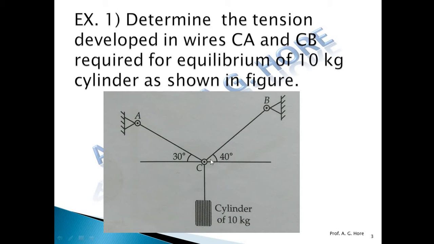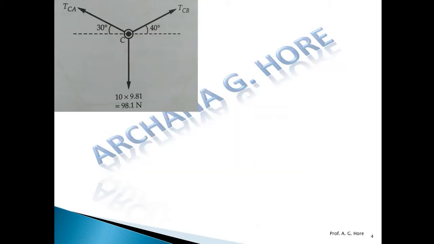Okay, now first of all draw the FBD at the joint C. Here these are the cables or wires, so tension is developed. If we consider the joint C and draw the FBD of joint C, then tension is away from the joint C for CB, and for CA it is also away from the joint C. This is the FBD. Okay, so this is the tension in the cable CB.